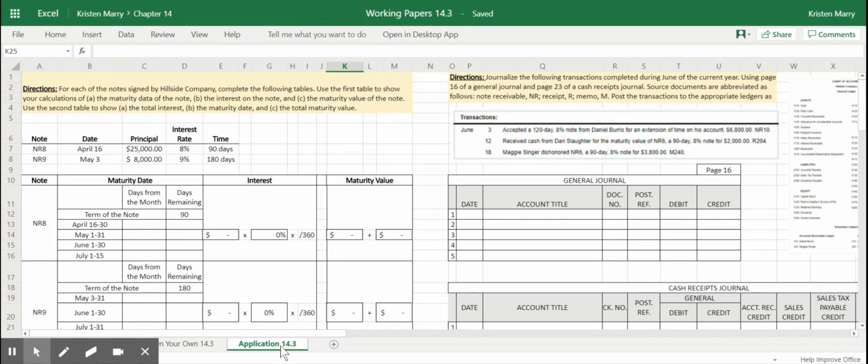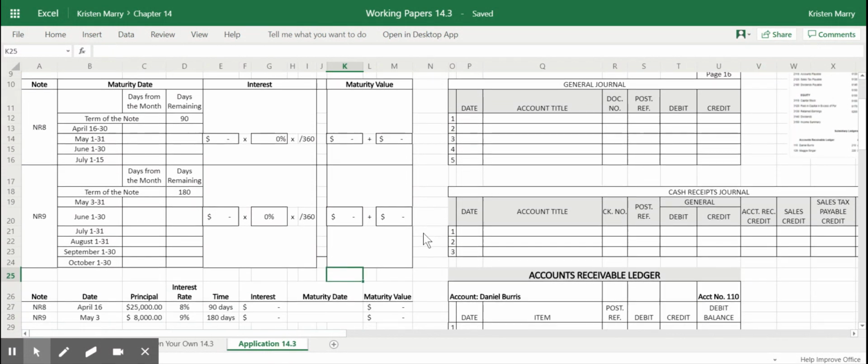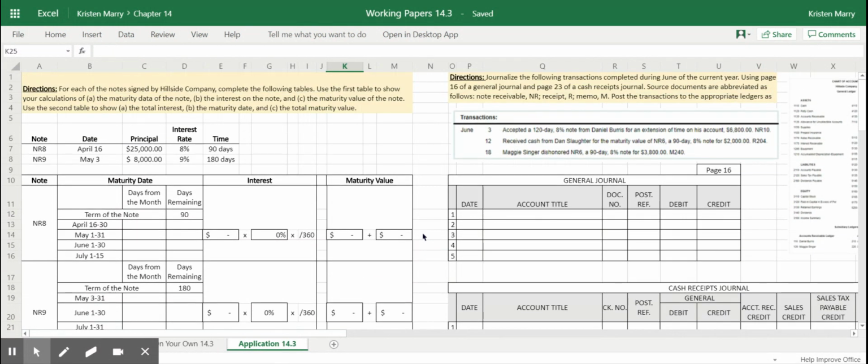All right, you just need to do the same exact stuff on this application 4.3.